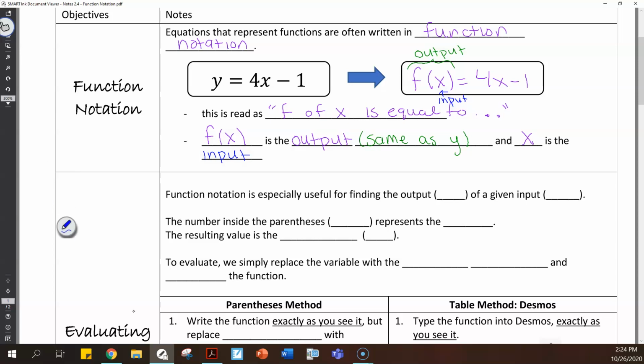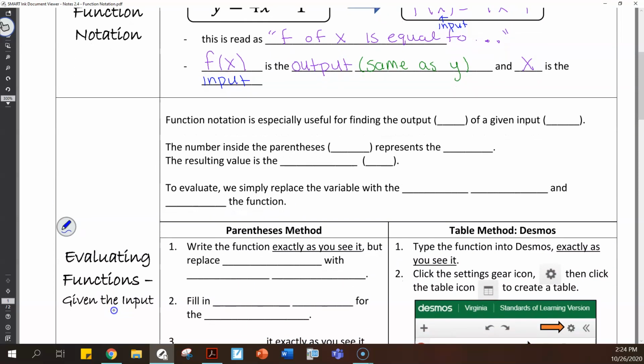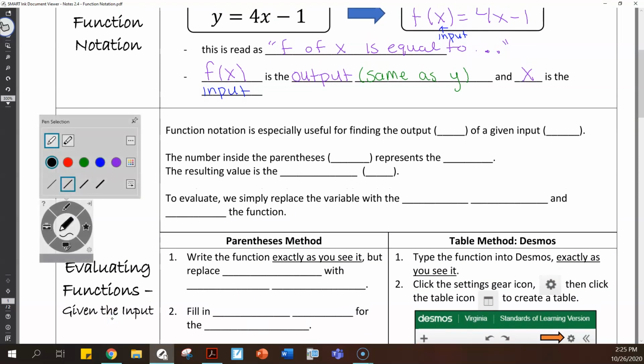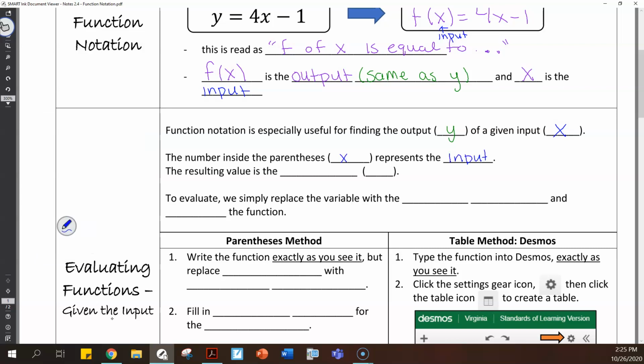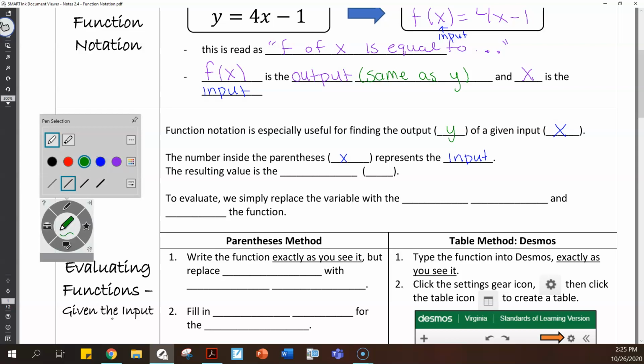So first we're going to evaluate when they give us the input value. So function notation is especially useful for finding the output value. Remember, the output value is the y value for a given input value. In this case, that's going to be my x. So just like we said, the number inside the parentheses, x, represents the input value. And the resulting value is the output value, which we may also call the y value.